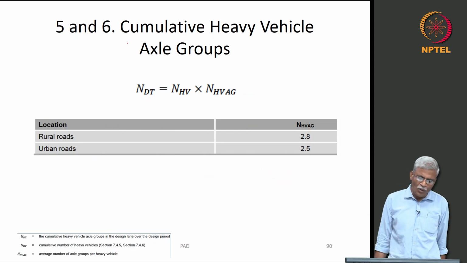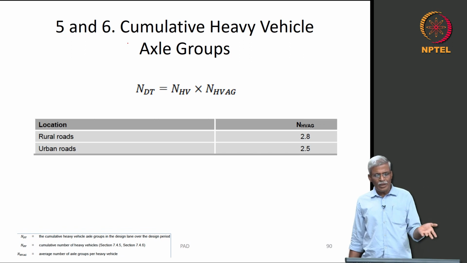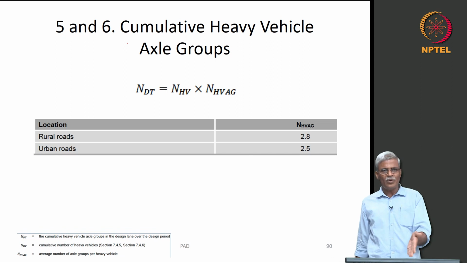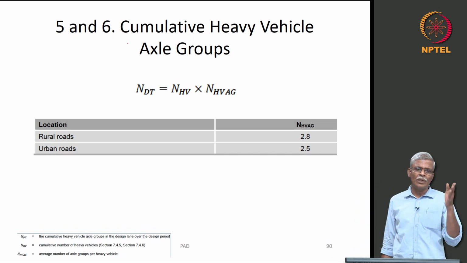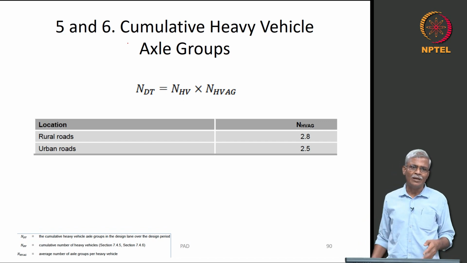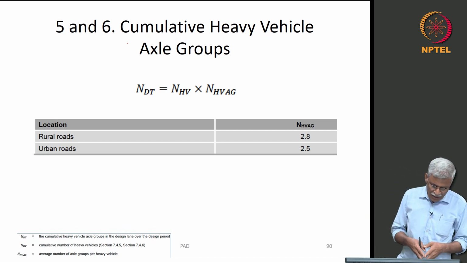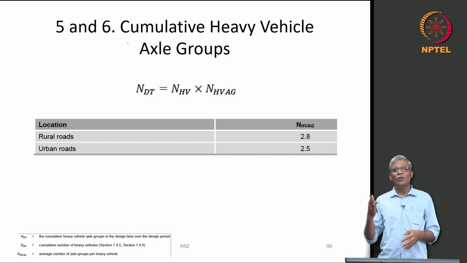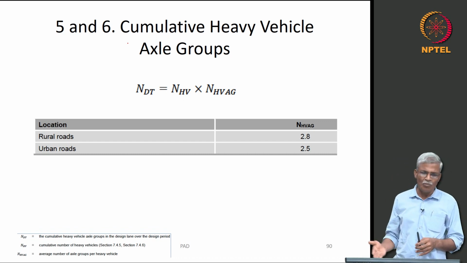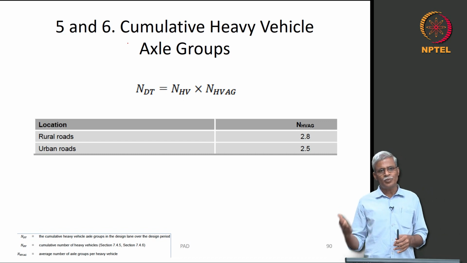Now what we need to do is compute the cumulative heavy vehicle axle groups in the design lane over the design period. How do we compute that? Cumulative number of heavy vehicles times the average number of axle groups per vehicle.